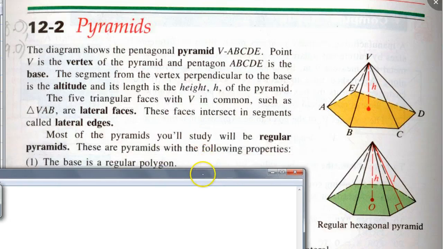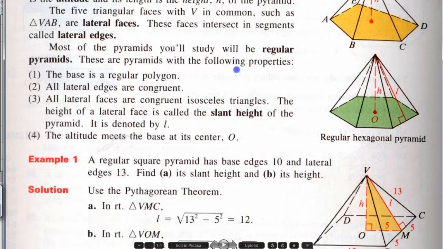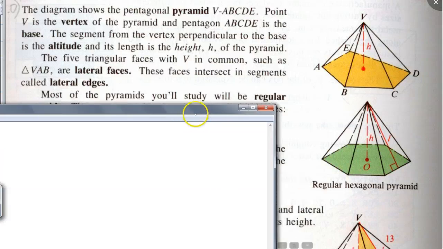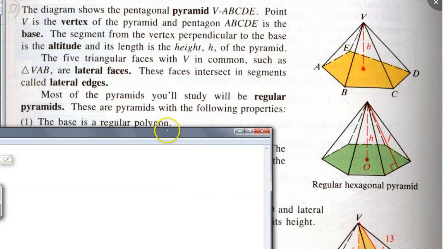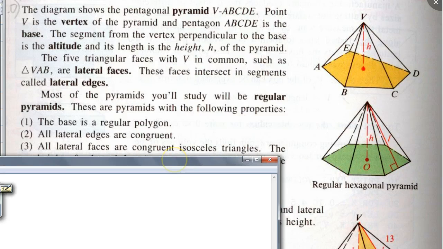First one, the base, of course, is a regular polygon. Write these down. For these regular pyramids, you should write this down. Let's write down some of these, because all the other ones are pretty straightforward, right? The vocabularies. The base is a regular polygon. Secondly, do you see my lateral edges? They're all congruent, if it's a regular pyramid. Thirdly, the lateral faces are congruent isosceles triangles.